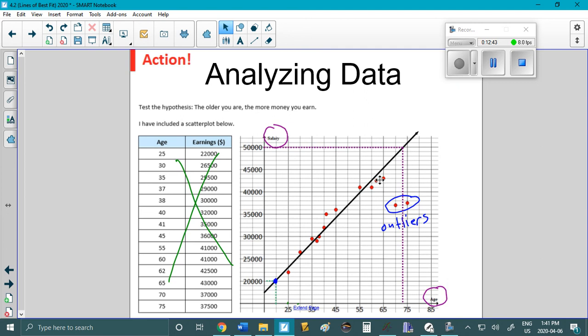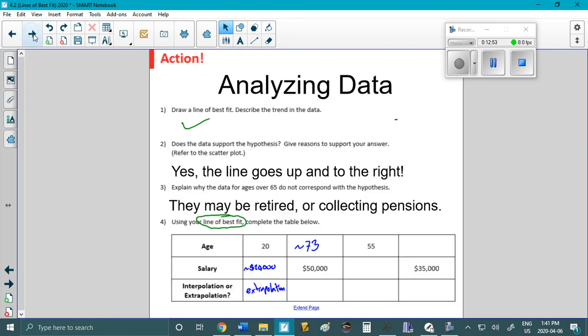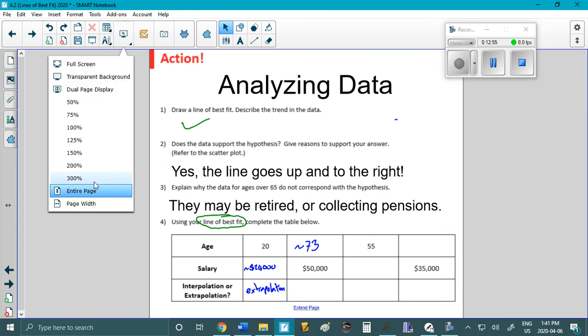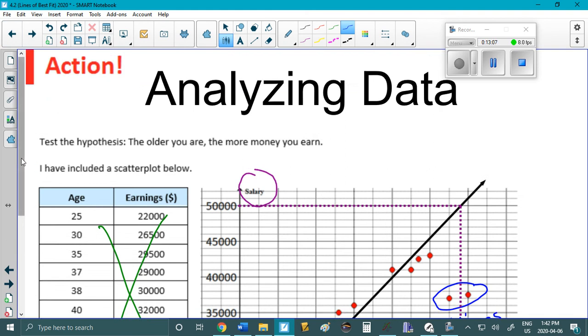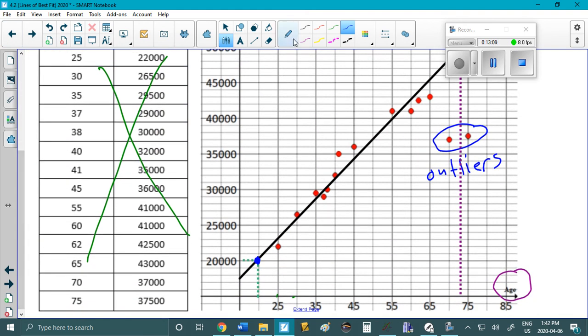Now, interpolation or extrapolation. If you put a circle around the data, is this inside or outside? And it's definitely outside again. So once again, it is extrapolation. Okay, next one, age of 55. So for 55, we go up to the line, and we go over to here.